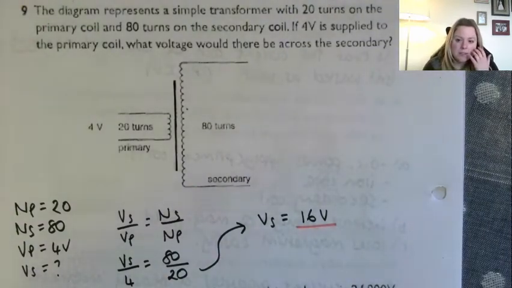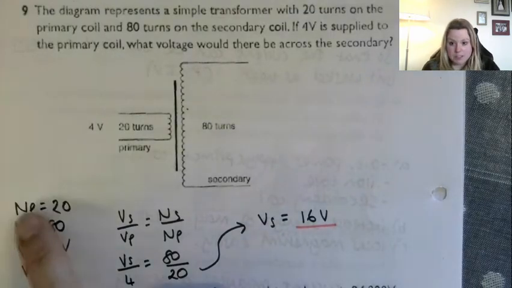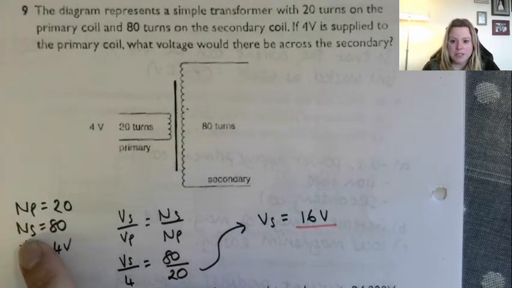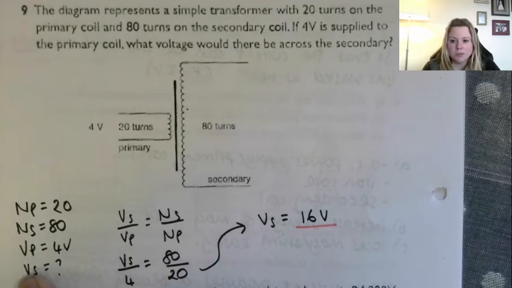The diagram represents a simple transformer with 20 turns on the primary coil, which I've listed here, 80 turns on the secondary coil, which I've listed here. 4 volts is supplied to the primary, so primary voltage is 4 volts. What voltage would be the secondary?